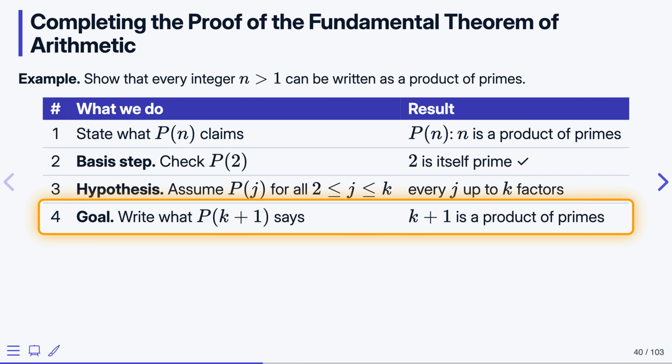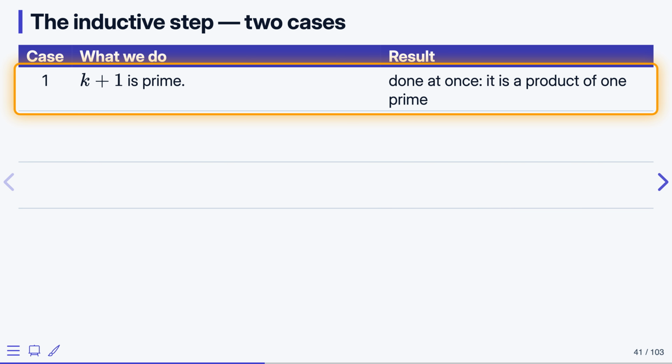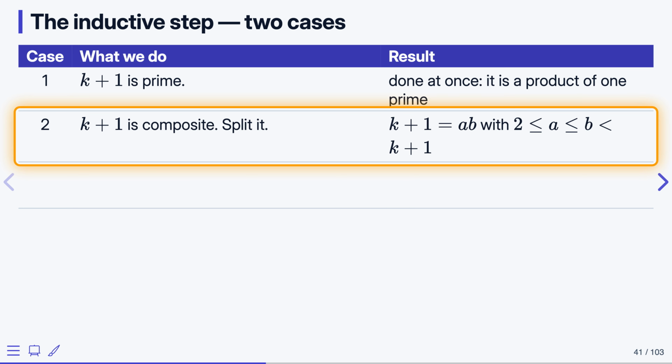The next slide splits it into 2 cases. Case 1. Suppose k plus 1 is prime, then it is already a product with just one factor. We are done at once. Case 2. Suppose k plus 1 is composite. Then we can split it into two positive factors a times b, where a is at least 2 and both a and b are smaller than k plus 1.